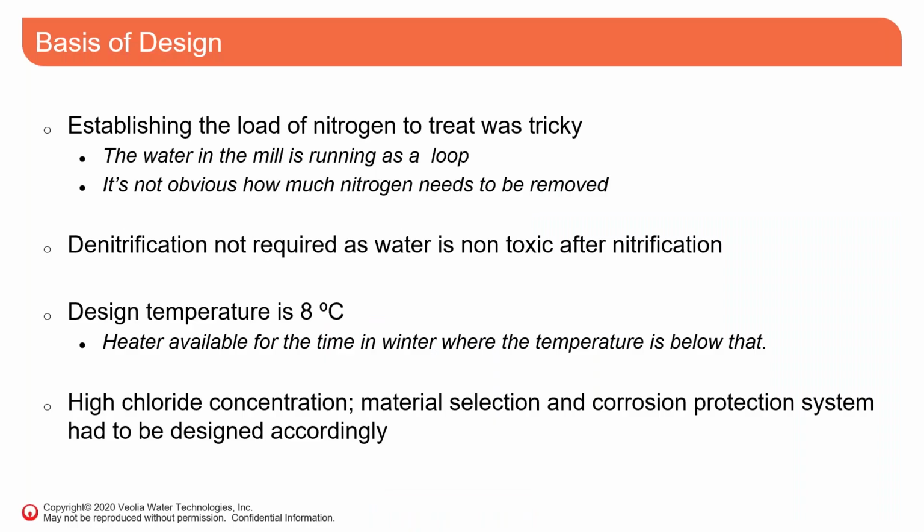The basic design of this full-scale application is to first establish the load of nitrogen to treat. You receive cyanide and ammonia, and you need to determine what is the final nitrogen loading that the system will see. The challenge is the mill is running as a loop, and you don't know exactly how much nitrogen needs to be removed. Denitrification is not required in this case because there's no discharge criteria for total nitrogen. So since it's not toxic, we just do cyanide removal and ammonia removal.